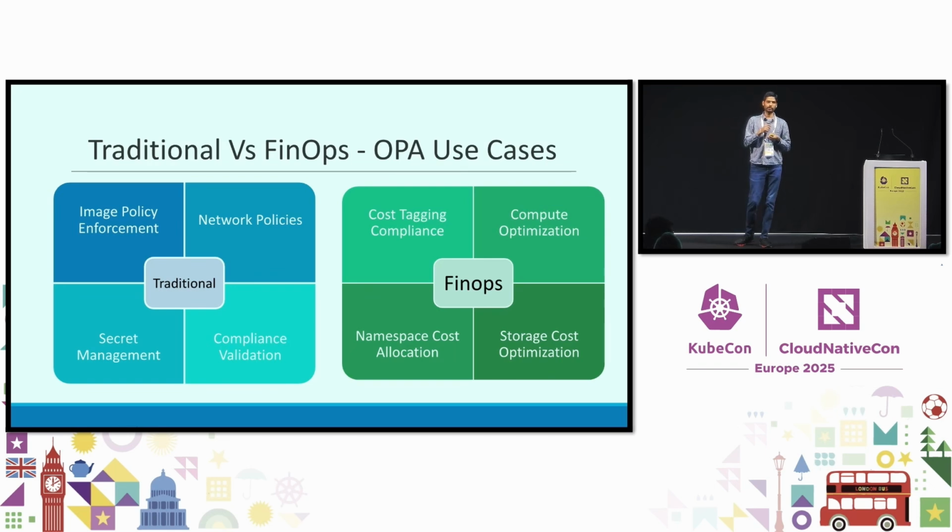And then namespace allocation: on the namespace level, you can add budgets and say, this is my budget for the whole namespace, and these workloads can use only that spend within the namespace. And then there could be storage cost optimization policies as well. You can have premium SSDs, standard SSDs, and standard disks. You can decide which storage your application team has to use, so you can deny based on that.